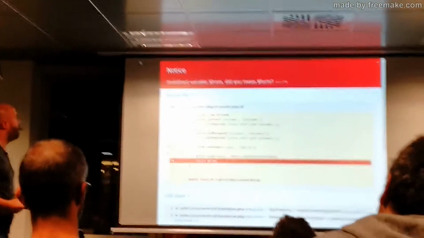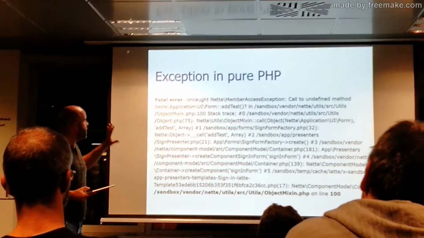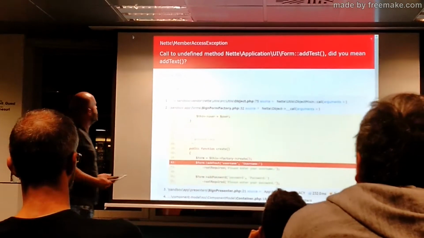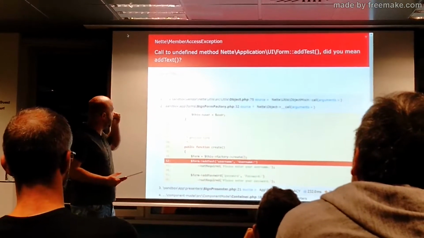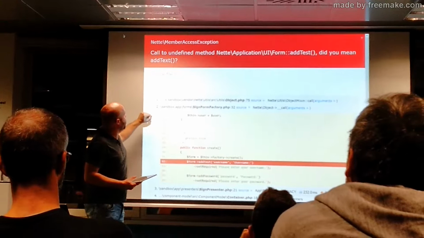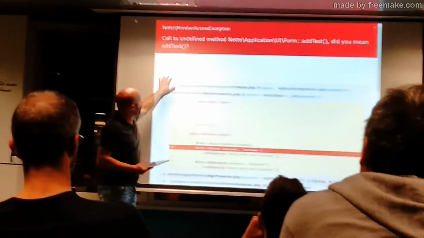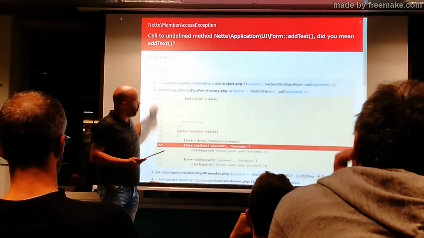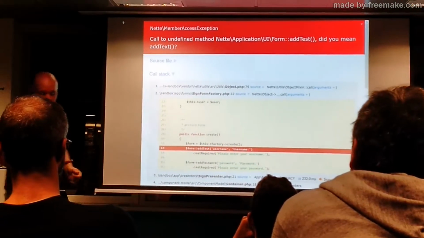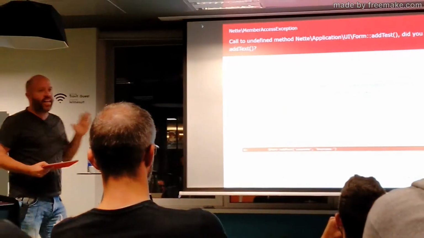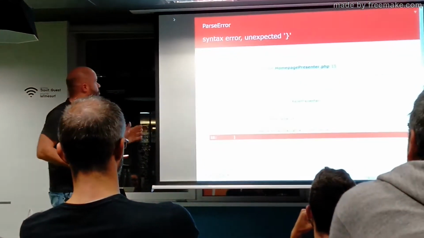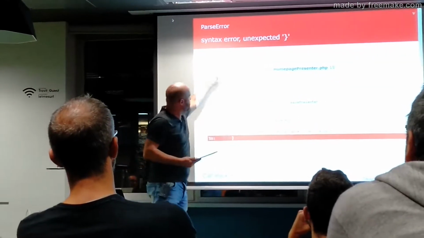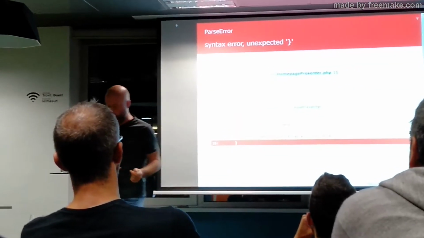And what about exception? This exception is again handled by Tracy. So in this slide you can see the open call stack. Yes, there is source code. Again, you can click on the file and open it in the editor. Tracy handles all errors. So this is an example of a parse error. Again, you can click and fix your code.